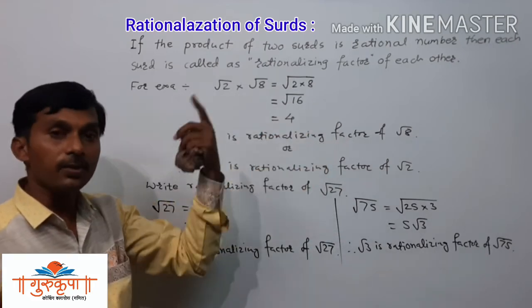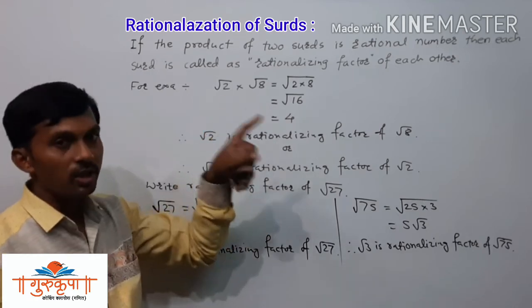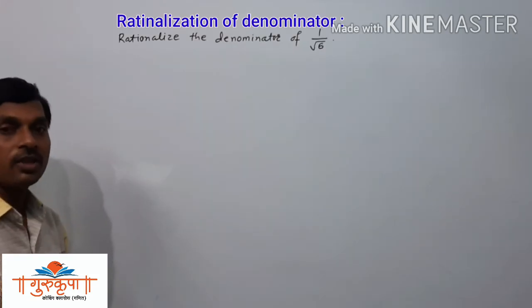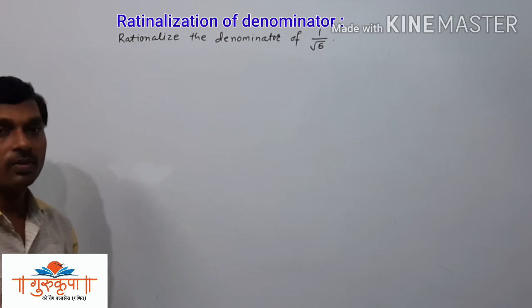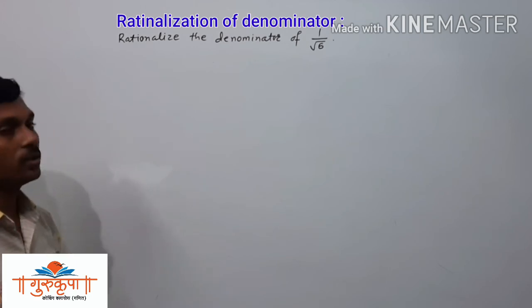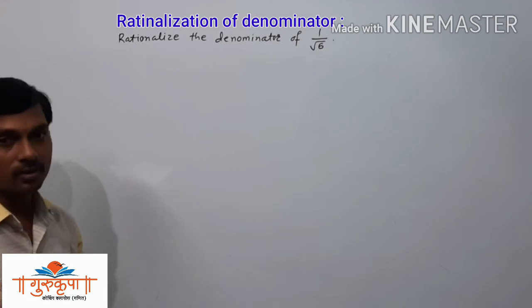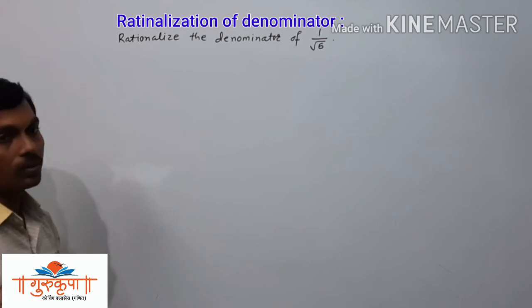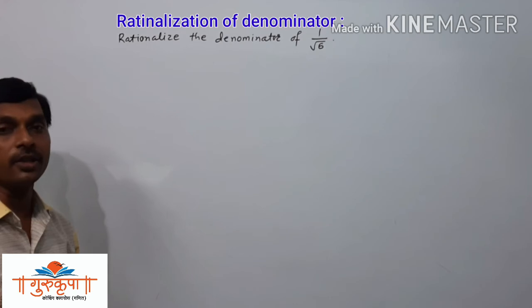Now why to rationalize the denominator and how to rationalize the denominator, that we will discuss later. Here we have to discuss the rationalization of the denominator, how to rationalize it, and why we have to rationalize it. In general, we have two simple rules which are not written in the textbook.